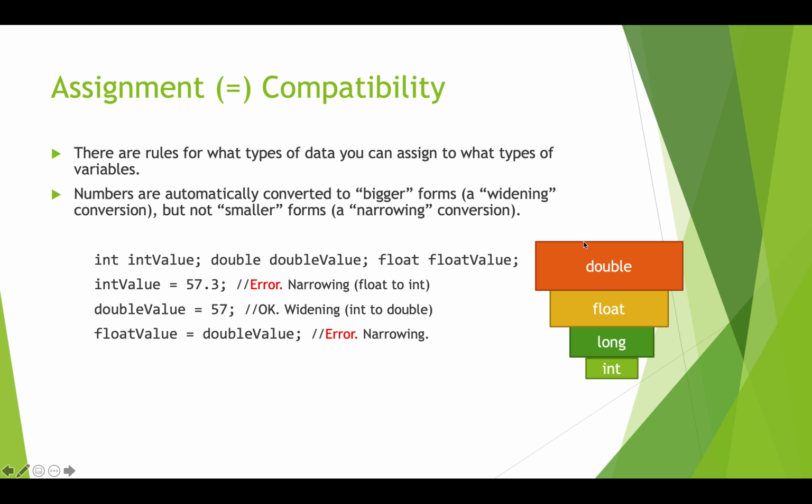So we're taking something that is double and we're trying to assign it to something that is float, and this will give us an error. This is a narrowing conversion, and it can't be done automatically. It can only be done with casting.